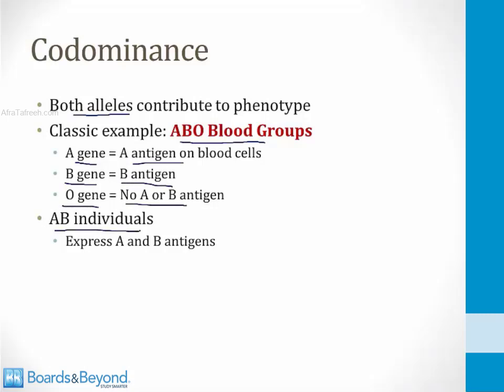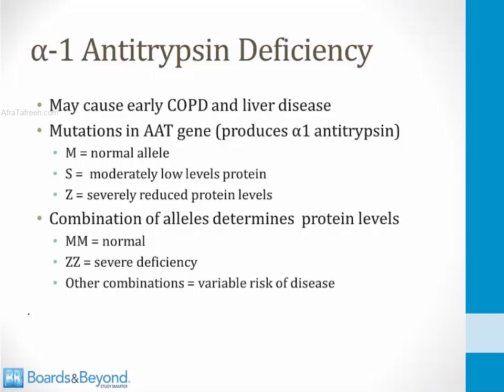Individuals who are A and B express both the A and B antigens. That is because they are codominant. Neither one dominates over the other and excludes the effects of the other. The rare condition alpha-1 antitrypsin deficiency also displays codominance, and this is often tested on step 1. This condition may cause early COPD and liver disease, and I discussed the clinical aspects in detail in the video in the pulmonary section on obstructive lung disease.